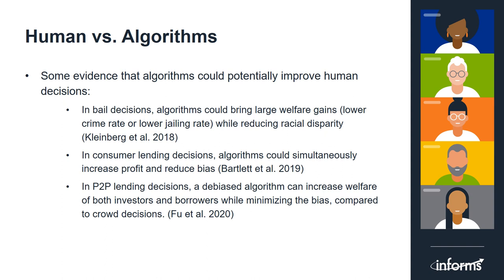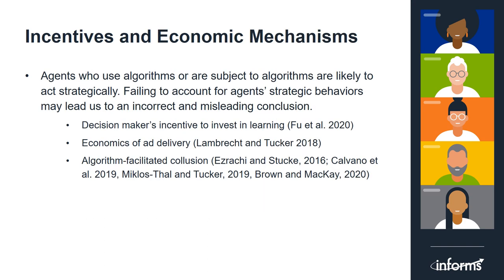and P2P lending. In most technical research on algorithmic bias, the data used to train and test the algorithm are treated as given. When proposing new fairness notions and policy changes, the behavior of agents who use the algorithm or those who are subject to the algorithm is often assumed to remain the same. However, in reality, agents are likely to strategically react to changes in the algorithm. Assuming away agents' strategic reactions may lead to an incorrect or misleading conclusion.